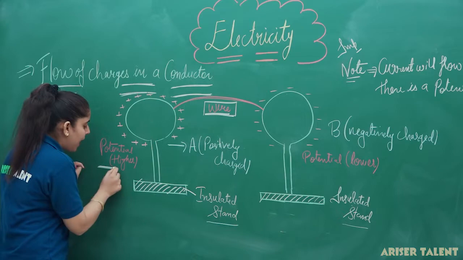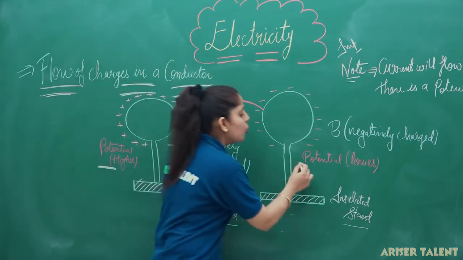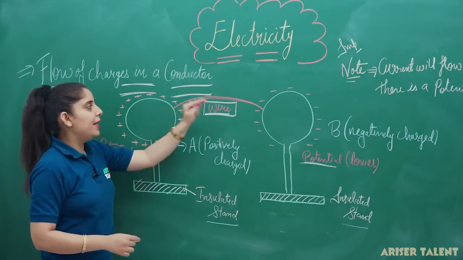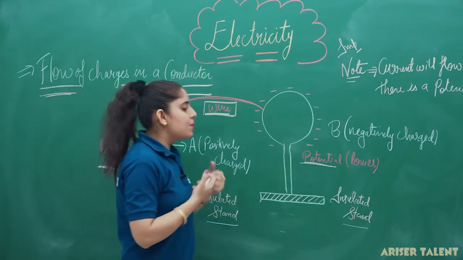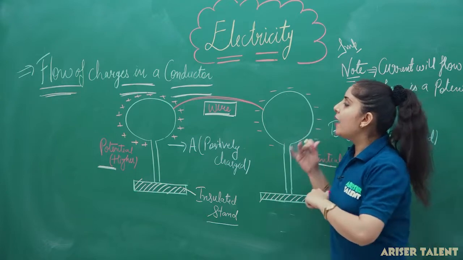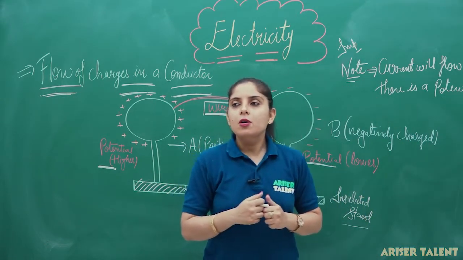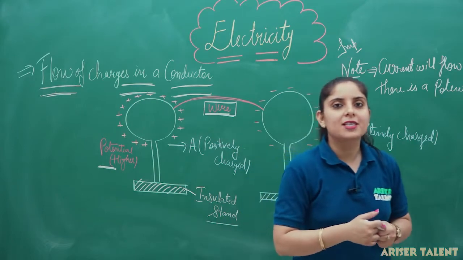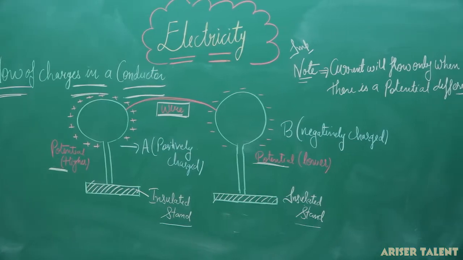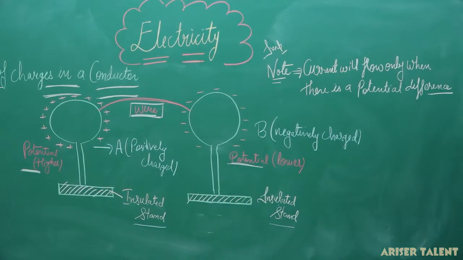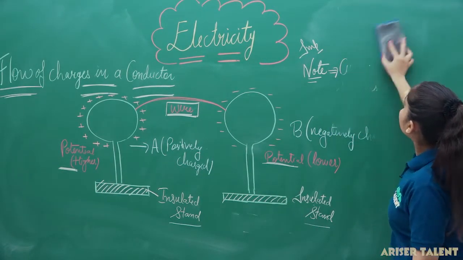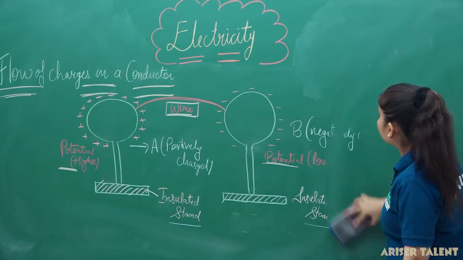So, one body is at higher potential, one body is at lower potential. So the current will start flowing from A to B. So, this is how the mechanism of flow of the charges basically works. Now, we will see the flow of charges in any metal. So, just copy it from here so we can proceed to the next part. Now, let us see how the current flows in any metallic wire or any metal we have.